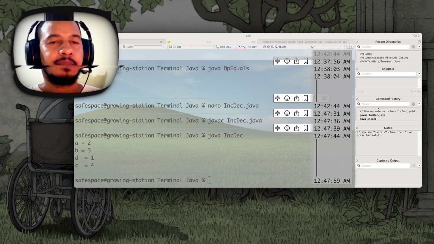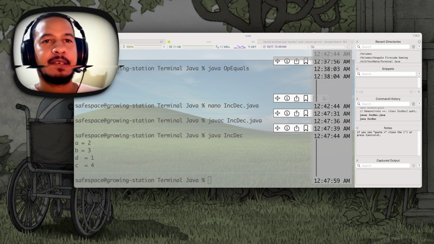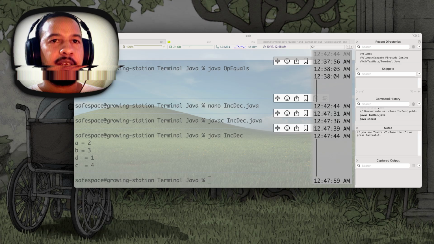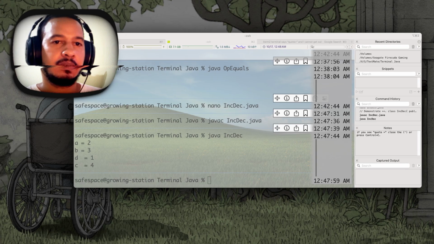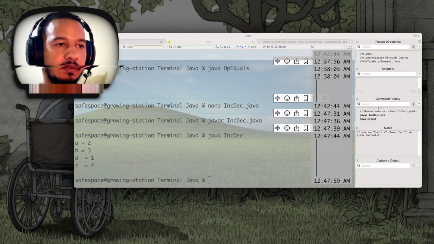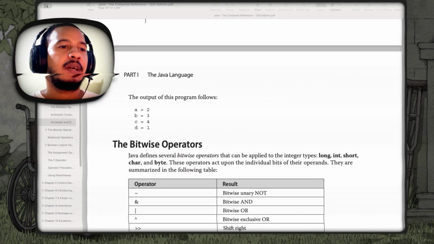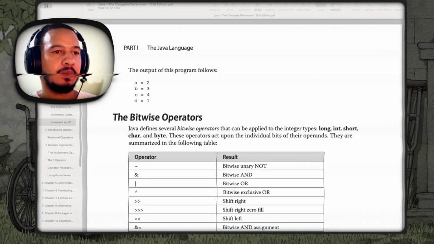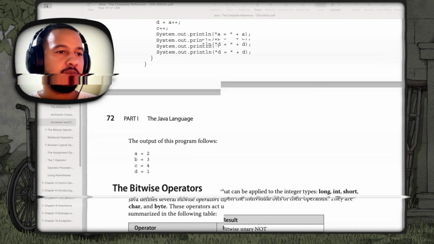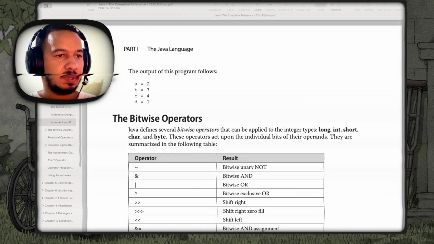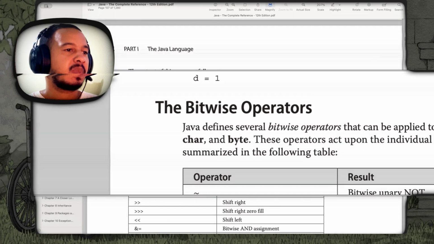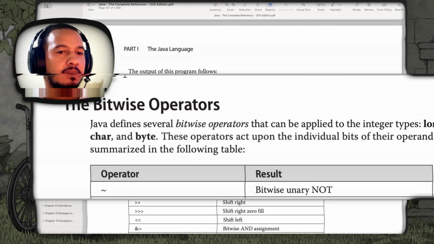Okay, so we have about 5 more minutes, and the video will be just about 25 minutes long. So we're just going to read through the bitwise operators and then close the video. We are on page 72. All right, so let's read the bitwise operators.